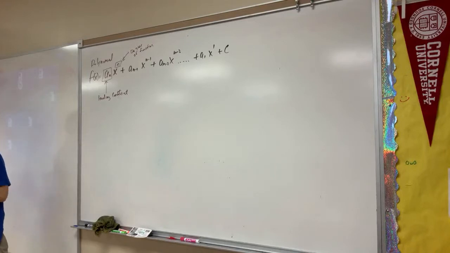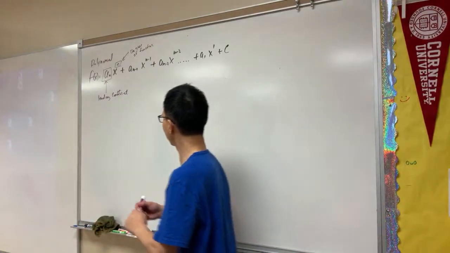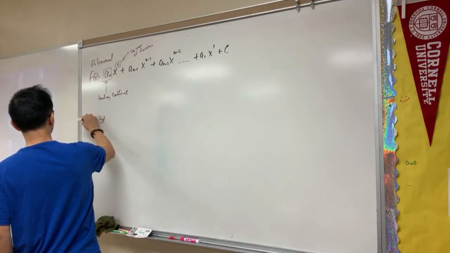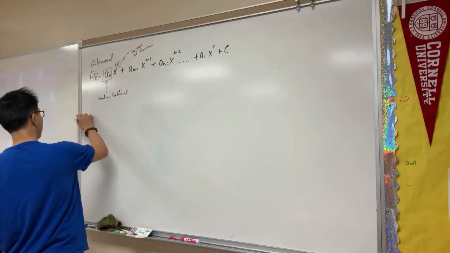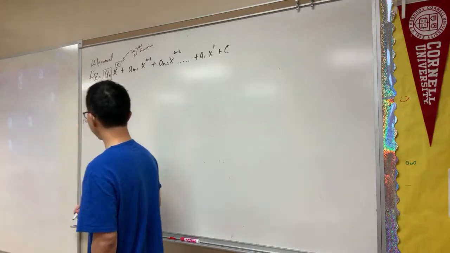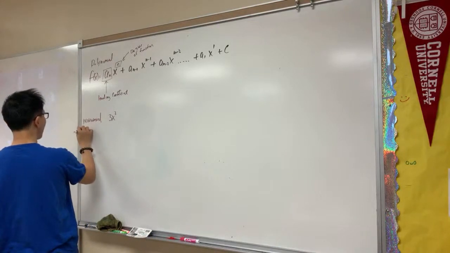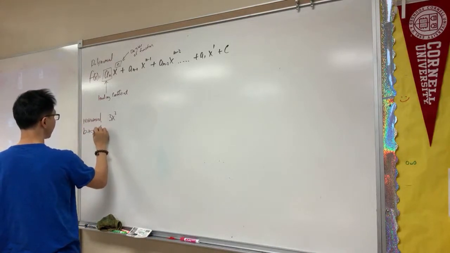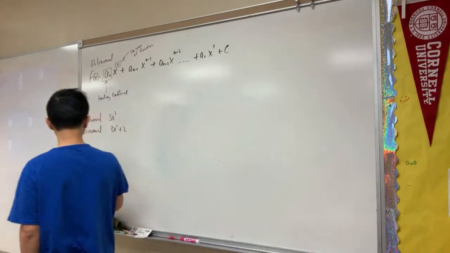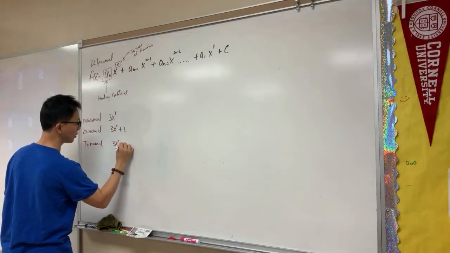What is the basic polynomial terminology? Now, this one is called a monomial. So monomial is, say, 3x squared. That's monomial. We also learn about binomial. That's going to be, like, say, 3x squared plus 2. And I can have a trinomial. It's gonna be 3x squared plus 2x plus 2.